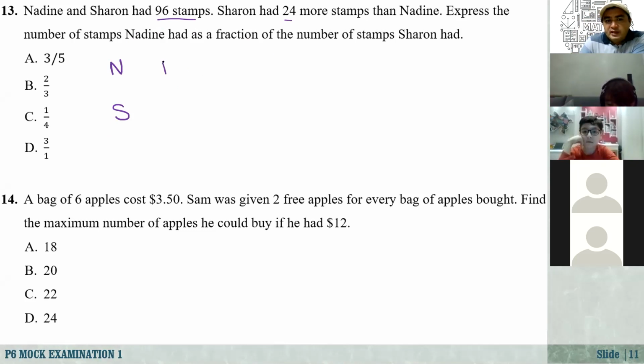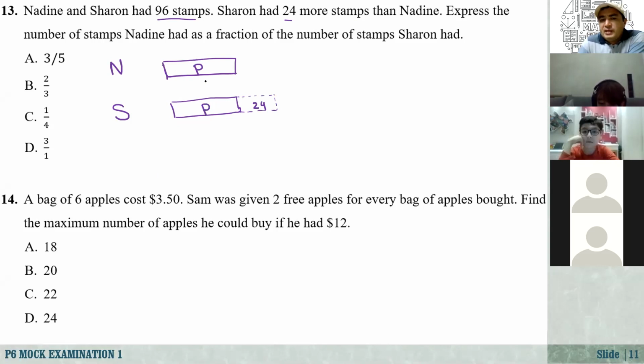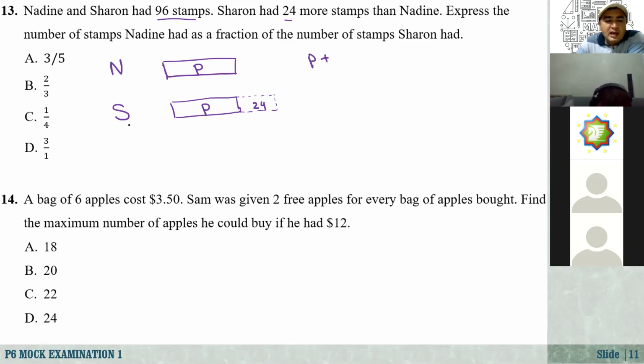That means if Nadine has this many stamps, let's say 1 unit, right? Sharon has the same, but actually Sharon has a little bit more, 24 more. From here, this is 1 unit, and also here we have 1 unit. I'm just going to use algebra again. Let me denote this by P, and also this will be P, right? So P is the number of stamps that Nadine has. So from here, P, Nadine's stamps, plus, how about Sharon?